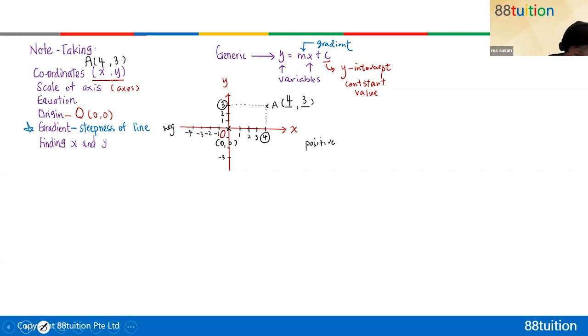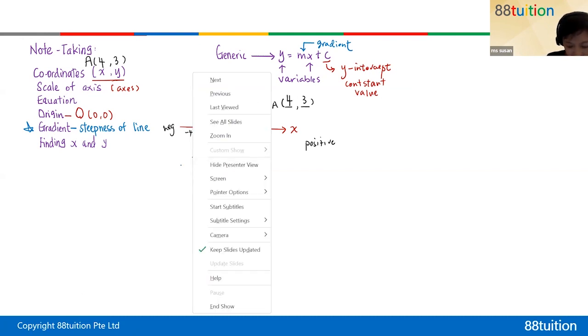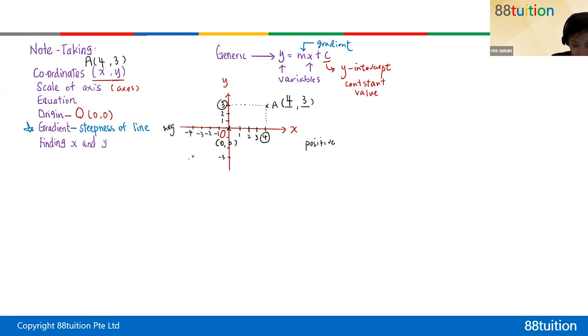Okay, now what happens if you have something like the other one here? For example, I give you here, somewhere here. Maybe I call this point B. So for point B itself, I will also have x, y, right? So I'm going to put a dotted line to the x-axis, then to the y-axis. Remember, always start with the x-axis.